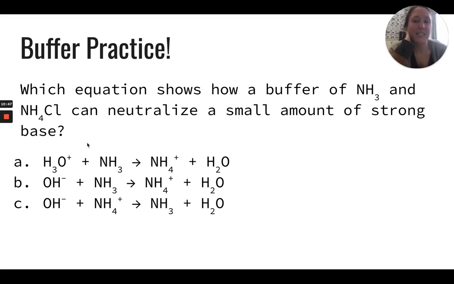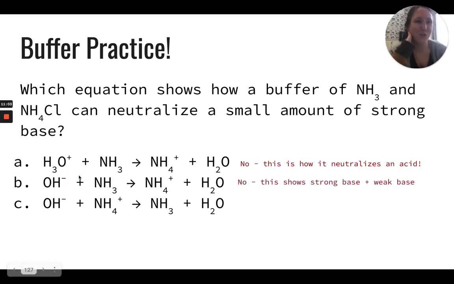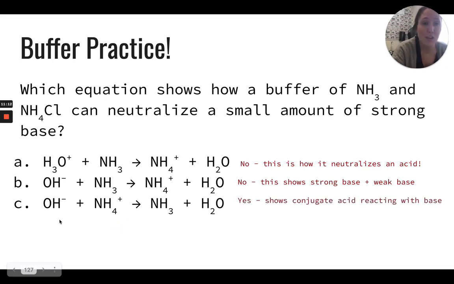Let's look at our choices then. Is choice A correct? Well, choice A is showing the neutralization of an acid, which is not correct. We want to see how it neutralizes a base. This next question shows a weak base reacting with a strong base. A base can't neutralize another base. Instead, part C shows the conjugate acid NH4+ neutralizing the strong base, producing more of my conjugate base.